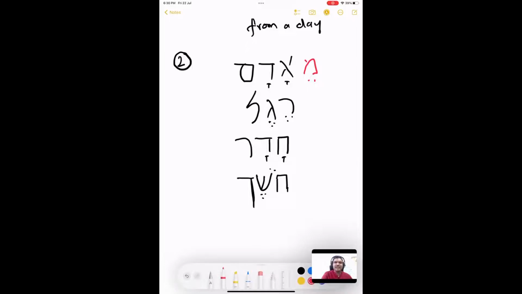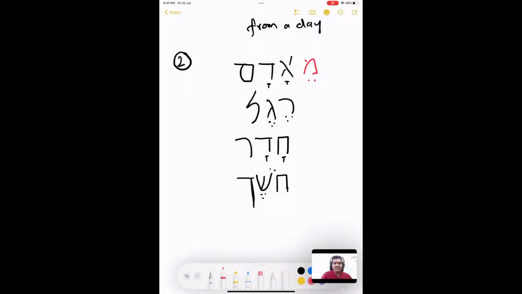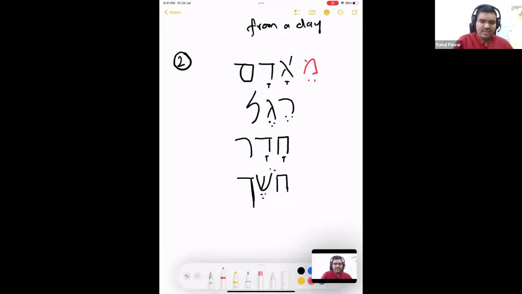The meaning is "from" only. From Adam, from a man. Regel, meregel. Regel means foot. So meregel is also called spy. Mekhadar, and here Mekoshik.